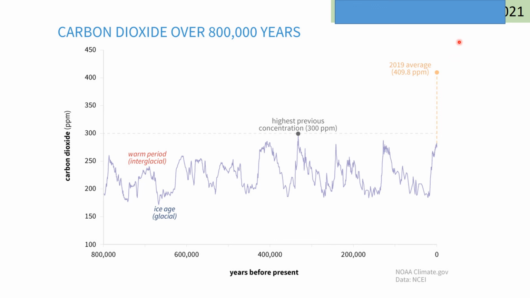This is the problem. It's the vicious cycle of releasing more carbon dioxide means the Earth gets warmer, which means it melts more ice, which releases even more carbon dioxide. Okay, we're at a climate emergency.